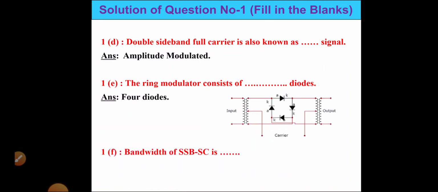Bandwidth of the single sideband suppressed carrier. If you remember the bandwidth of the SSB-SC, the bandwidth is the frequency of the message signal, that is f_m.